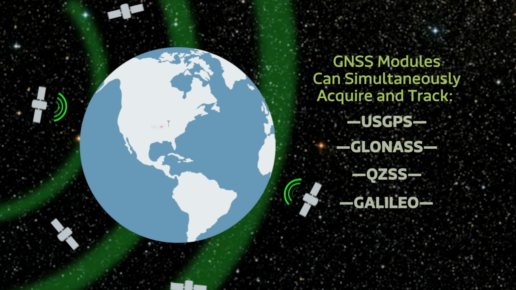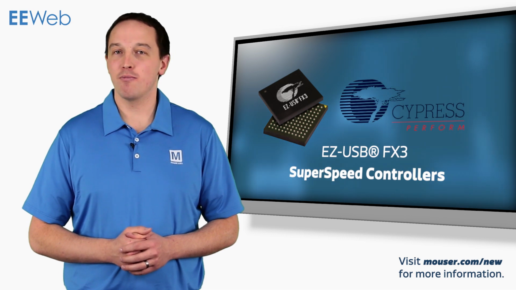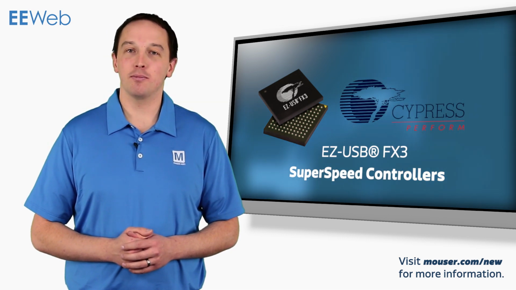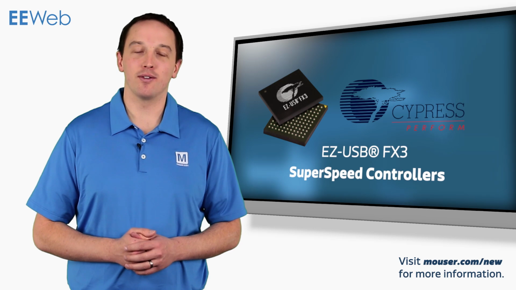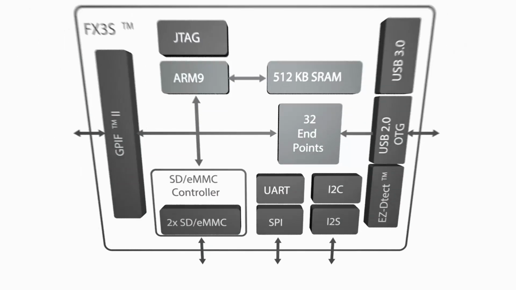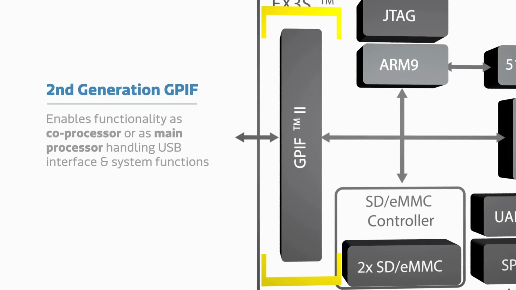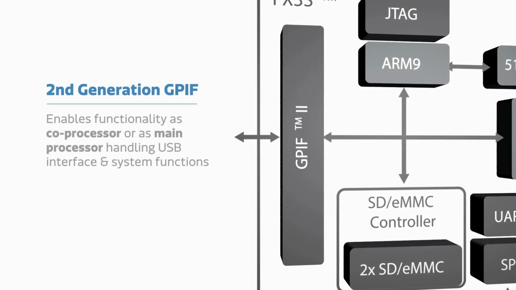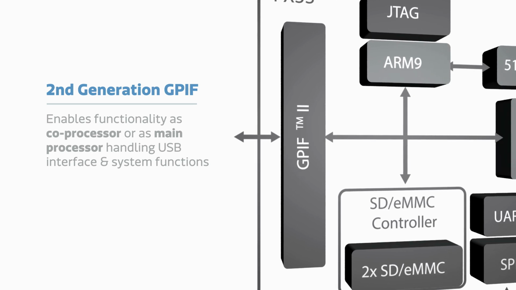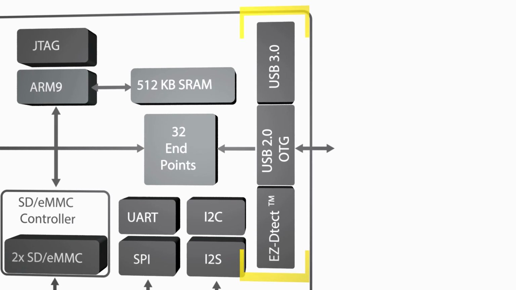Union's upcoming Galileo system. The Cypress EZ-USB FX3 USB 3.0 controller family integrates the USB 3.0 and 2.0 PHYs into a fully accessible 32-bit ARM9 MCU. The FX3 also includes Cypress's second generation General Programmable Interface, or GPIF II, which enables the FX3 to act in the typical coprocessor role or as the main processor handling the USB interface and system functions.